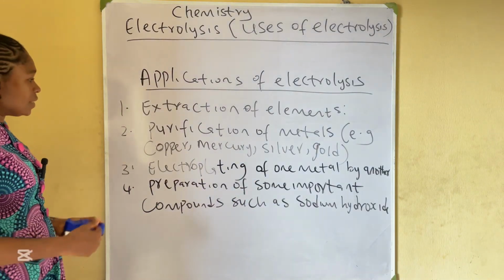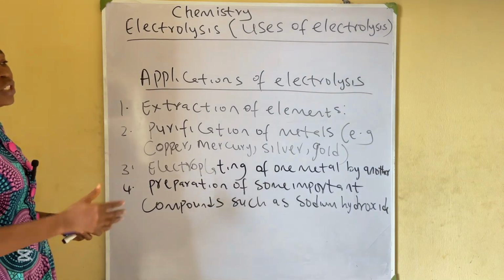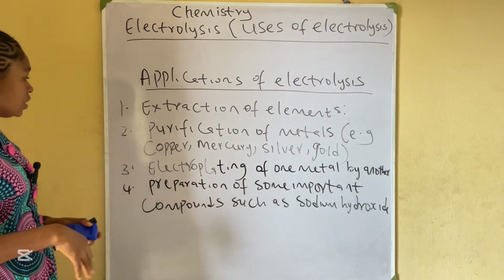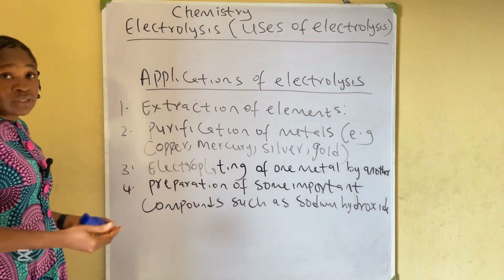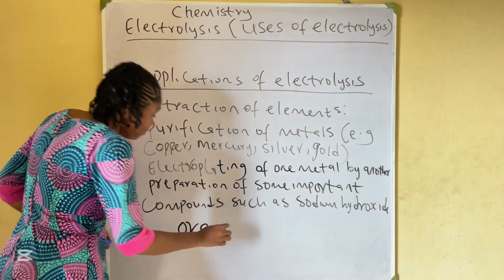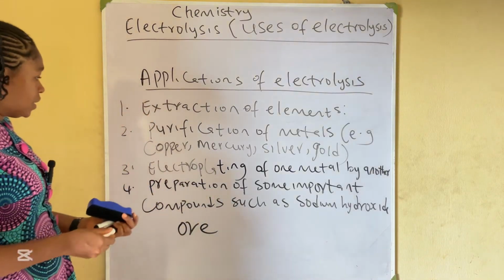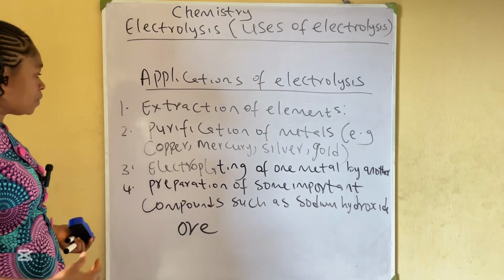Number two, purification of metals like copper, mercury, silver, and gold. If you look at all those metals, they are below hydrogen in the electrochemical series. These metals occur as ores. So what is ore? Ore is a naturally occurring compound found in the earth. They come with impurities, which need to be purified.